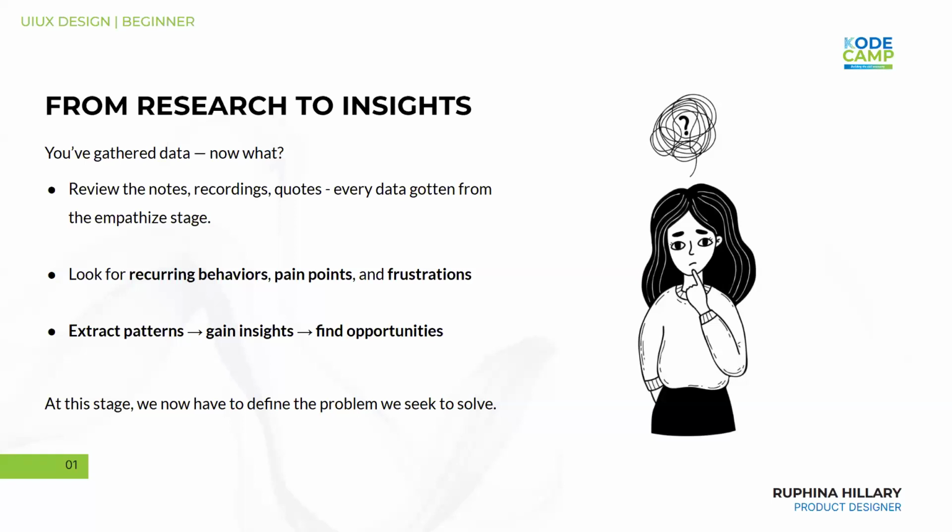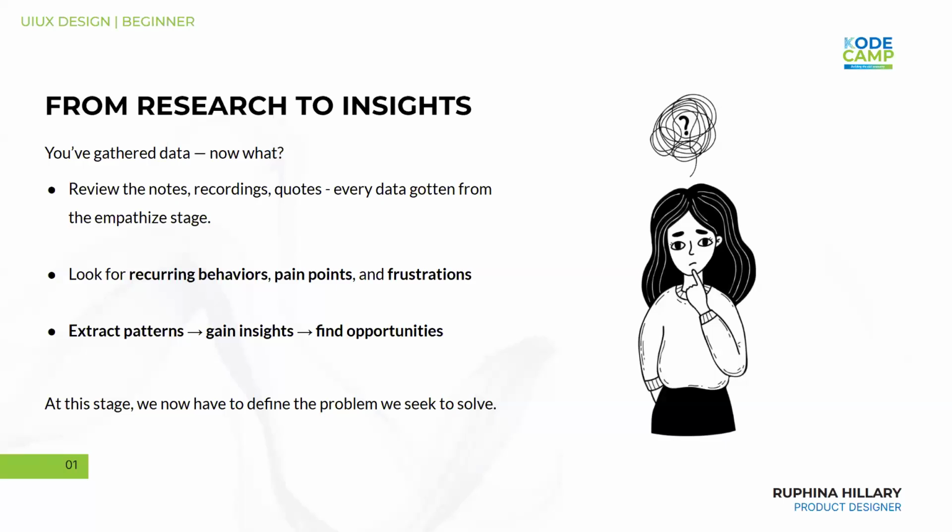So from research to insight, you have gathered data from people, have empathized with your users. So now what? What are you going to do with all of it? In short, first of all we're going to review the notes, the recording, the data gotten from the empathize stage. We're going to look for recurring behaviors, their pain points, their frustrations. We're going to extract patterns, gain insights, and find opportunities. So this is just the chain reaction, the flow from the data stage to extracting insights from the data. And we're going to talk about this more in depth in this class.